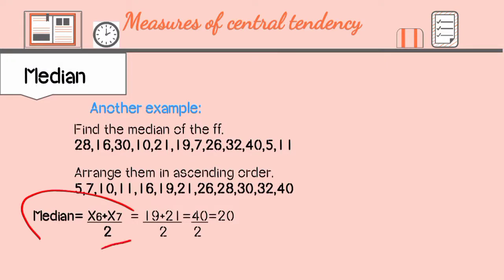So, this is the formula to get the median when the number of observations is even: x sub 6 plus x sub 7 over 2. Since there are 12 observations, the middlemost values are the sixth and the seventh, which are 19 and 21. Therefore, 19 plus 21 equals 40, divided by 2 equals 20. So, the median is 20. Okay?